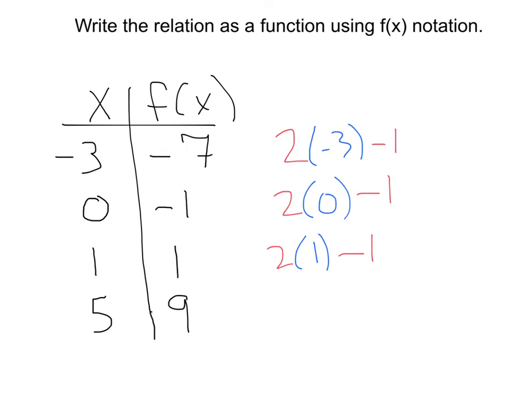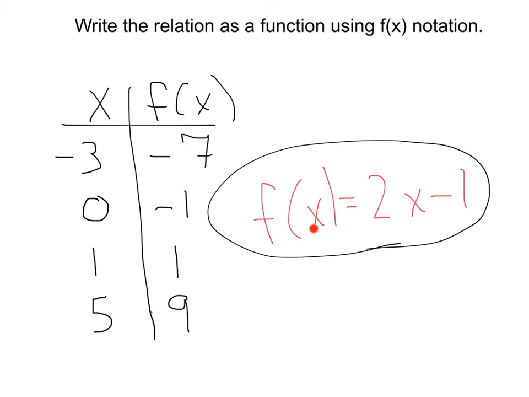All right, yes, let's just check one more just to be sure. That's going to be 2 times 5 minus 1. Well, 2 times 5 is 10, minus 1 is 9, and it looks like we've got the pattern. 2 times x minus 1. Putting that in function notation, we have f of x equals 2x minus 1.